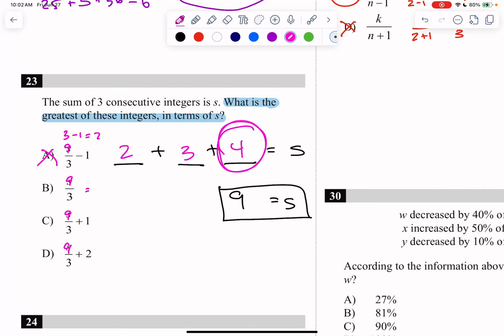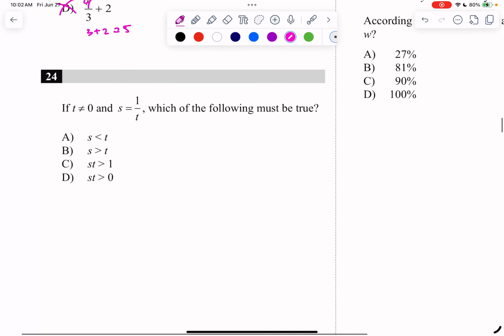This is 3. 9 divided by 3 is 3. Not what I'm looking for. 9 divided by 3 is 3 plus 1. That's 4. I'll keep that one in. 9 divided by 3, that's 3, plus 2, that's 5. Not what I wanted. There we go.